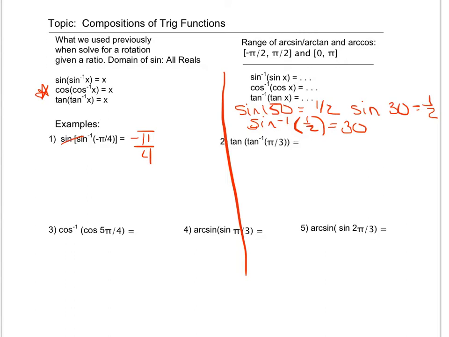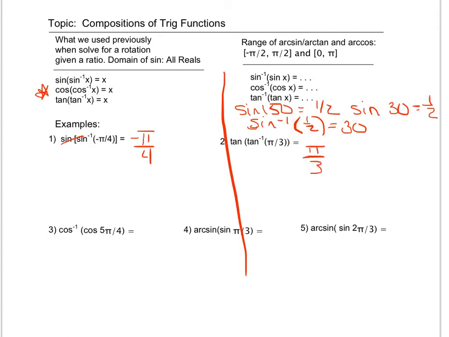Notice example 2 is very similar to example 1. I have tangent on the outside. So tangent inverse is going to give me something back that's within my tangent domain. So I can just go ahead and cancel tangent and tangent inverse out, giving me pi over 3.